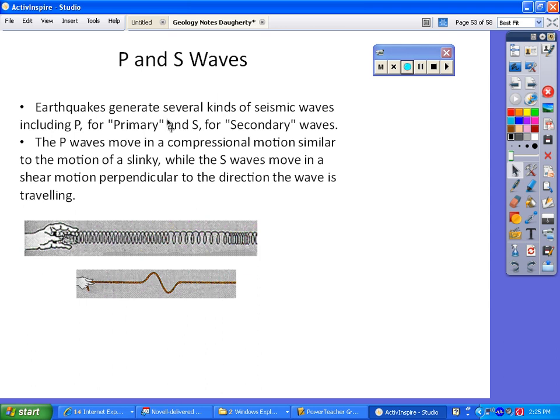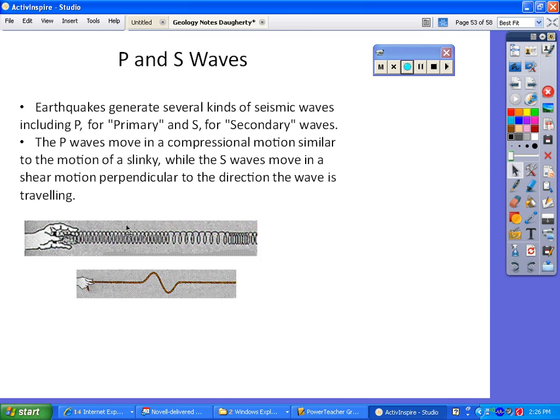So we said when an earthquake occurs, it's actually these plates slipping past each other, and they finally are freed and they're going to generate these waves. There are two main waves, and we call them seismic waves. The first one is called a P wave, and that's for primary because it's the first wave to be generated. And then the S wave stands for secondary. This is the second one to be generated.